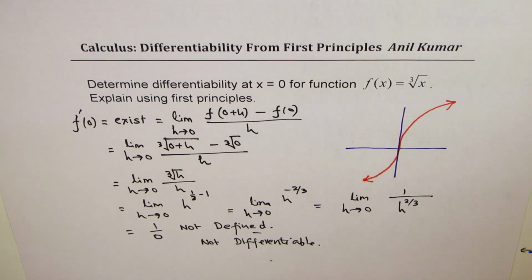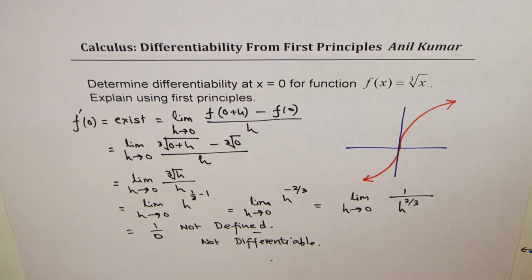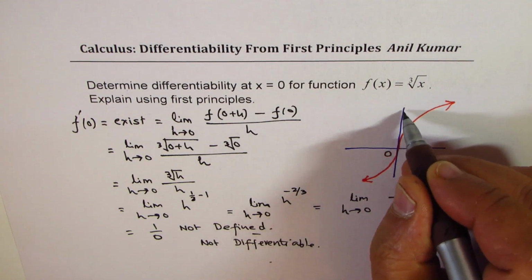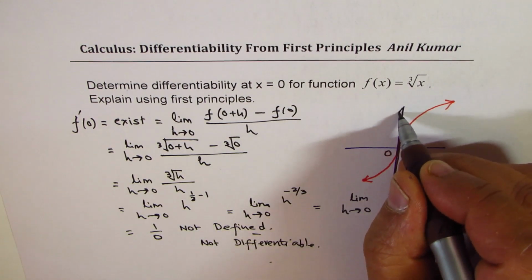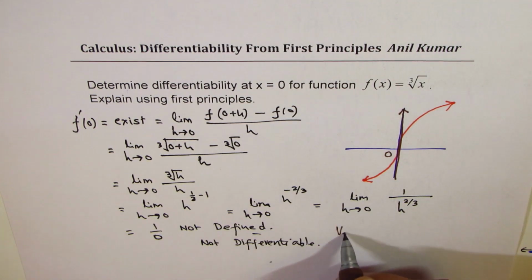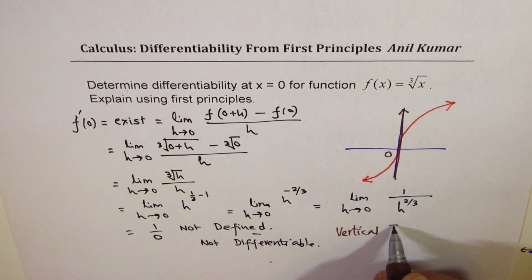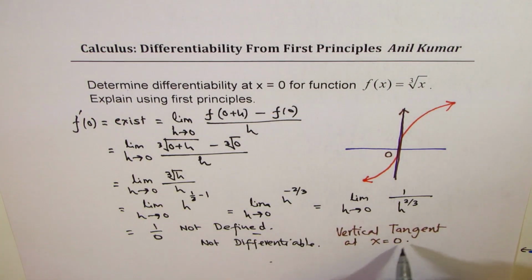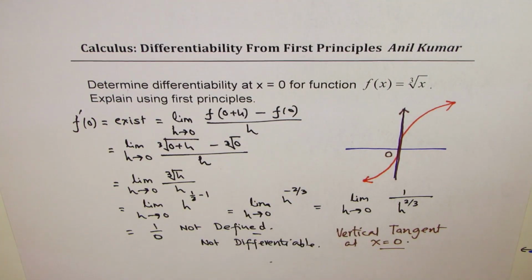Perfect. Now can you tell me what does it really mean? We are saying that the limit is not defined, it is 1 over 0, infinitely large, right? That is what it means. You will see from the diagram that at 0, the slope of the line is like vertical. Do you see that? Vertical tangent. So it is an example where you have a vertical tangent at x equals to 0, right? So if you have a vertical tangent, then the function is not differentiable, and this is an excellent example for the same. So I hope all the examples which we have taken are well understood.